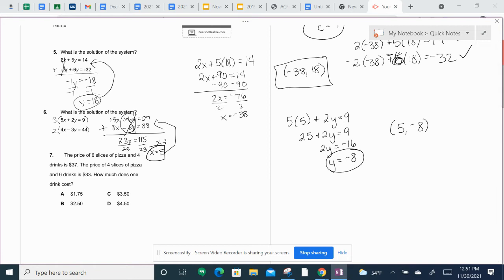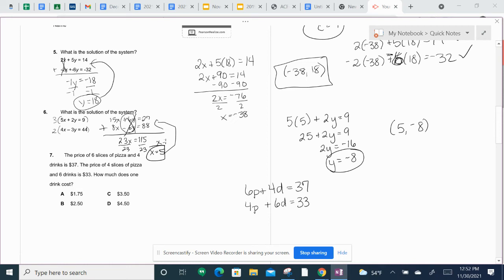All right, number 7 says the price of 6 slices of pizza and 4 drinks is $37. Guys, I'm just translating that sentence into a math problem. So 6p plus 4d is equal to 37. Now I'm choosing to use the variables p and d, p standing for pizza, d standing for drinks, but you could use whatever variables you would like. The second sentence says 4 slices of pizza and 6 drinks is $33.